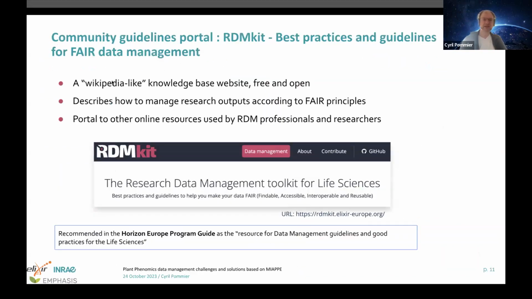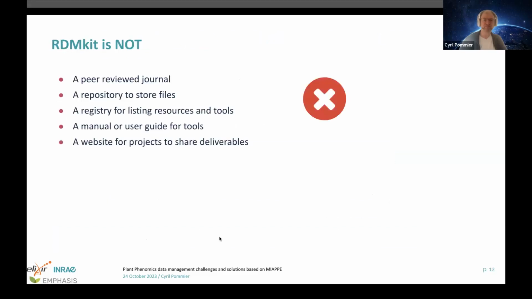So the RDM Kit is a Wikipedia-like knowledge-base website. It's free and open. It describes how to manage research outputs according to FAIR principles, and it's a portal to other online resources. The idea, once again, is not to centralize everything, but to give a link to the right resources used by RDM professionals and researchers. And once again, you've got the RDM Kit URL here. One other important thing is that it's one of the resources recommended by the Horizon Europe program guide.